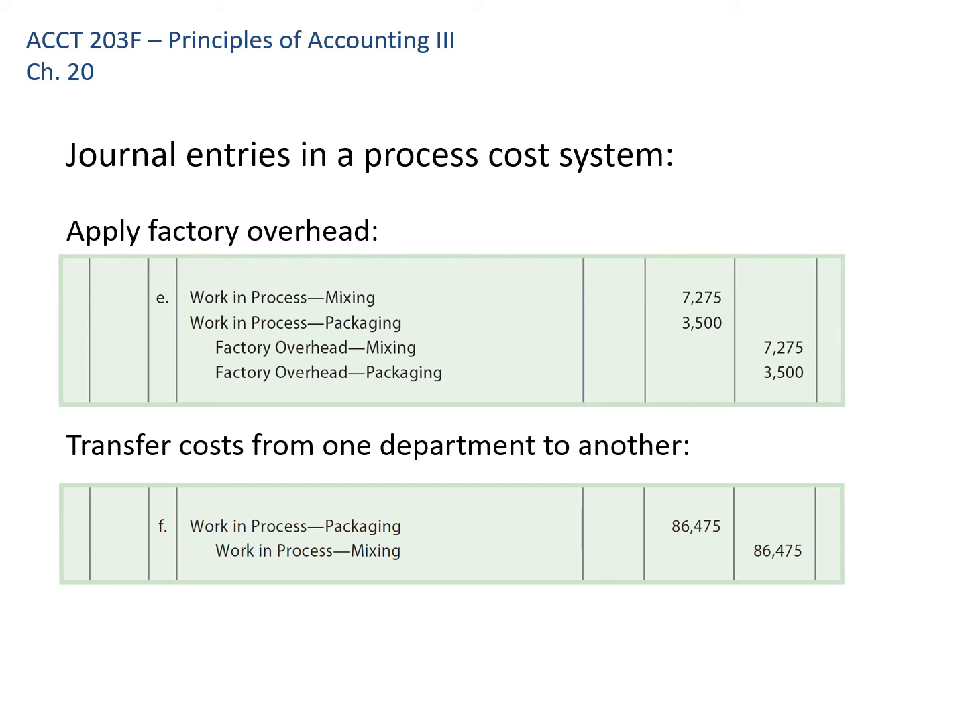So now I've got the three types of costs that have gone into each of my departments: direct material, direct labor, and factory overhead. Now I'll do those cost of production reports, and that will tell me how much cost is going to be transferred, in this case, out of the mixing department. That must be the first department because I'm crediting that. I'm reducing that department's work in process inventory. And I'm going to debit the next department, in this case, packaging. So I'm transferring the cost from department 1 to department 2.